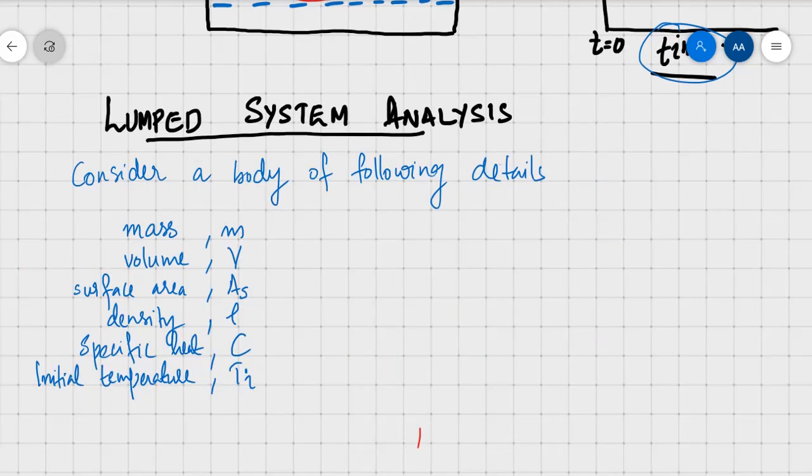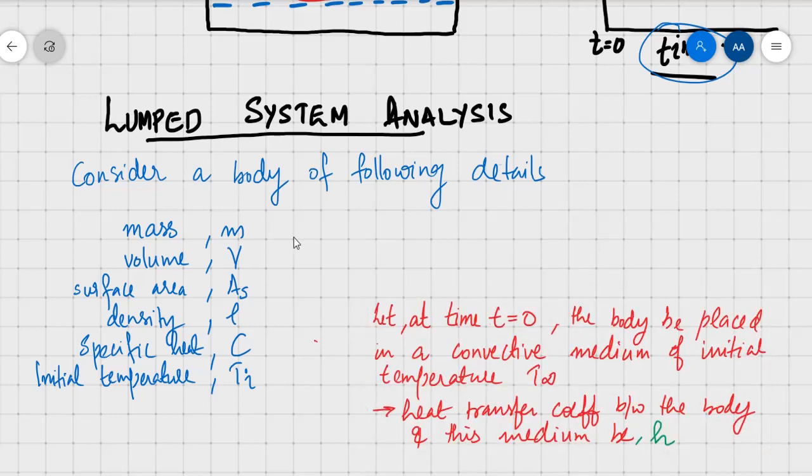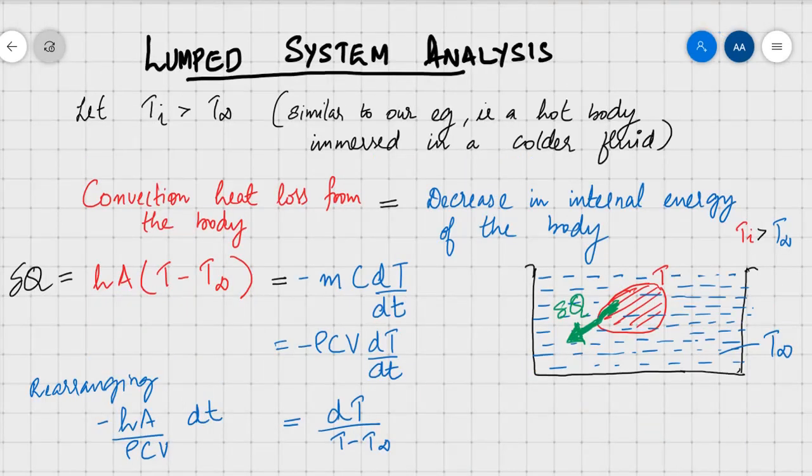Consider a body of mass m, volume v, surface area As, density rho, specific heat C, and with an initial temperature Ti. Let this body at time t equal to 0 be placed in a convective medium of temperature T infinity, and the heat transfer coefficient between this body and this convective medium be h. Similar to the example that we considered, let us take the case of a hot body immersed in a colder surrounding fluid. That is, the initial temperature of the body Ti is greater than the surrounding fluid temperature T infinity. In such a situation, we would know that the hot body would be losing heat continuously to the colder fluid until T, the temperature of the body, is the same as T infinity.